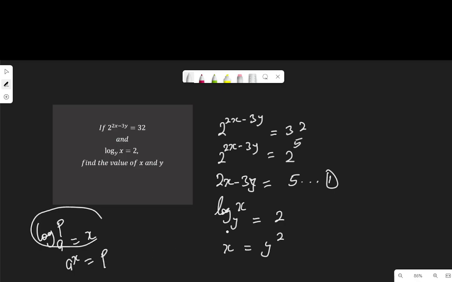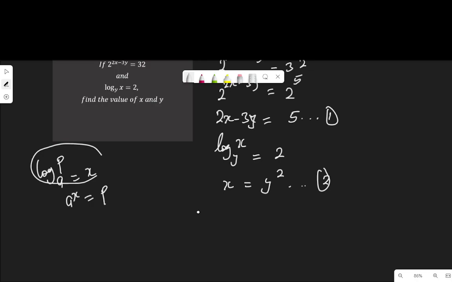I have log x to base y equal to 2. So I change that logarithmic form to index form, which gives me x equal to y to the power of 2. Let me call this equation 2. But from equation 1, 2x minus 3y is equal to 5. So let me substitute equation 2 in equation 1. Anywhere I see x in equation 1, I will replace it with y squared.